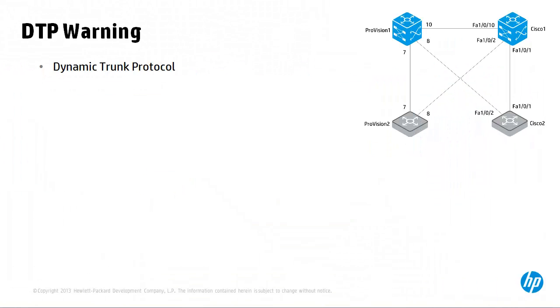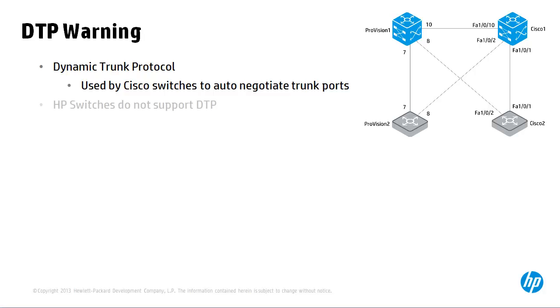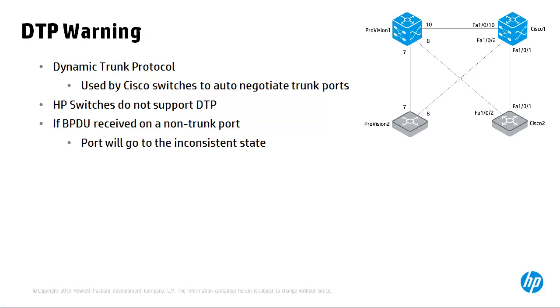A word of warning about DTP, or Dynamic Trunk Protocol. DTP is a Cisco proprietary protocol used to auto-negotiate trunk encapsulation and trunk setup between two Cisco switches. HP switches do not support DTP. If a Cisco switch is unable to negotiate trunking by using DTP, it will configure the port as an access port. If a BPDU is then received on a non-trunk port, the port will go to an inconsistent state.